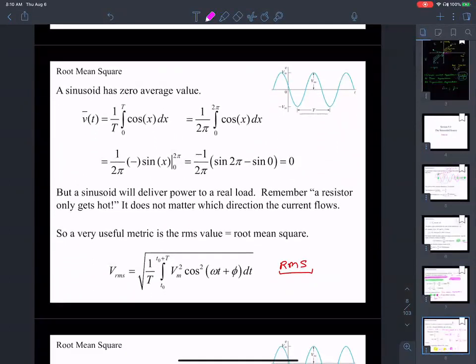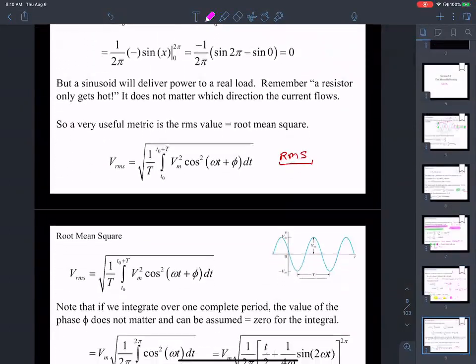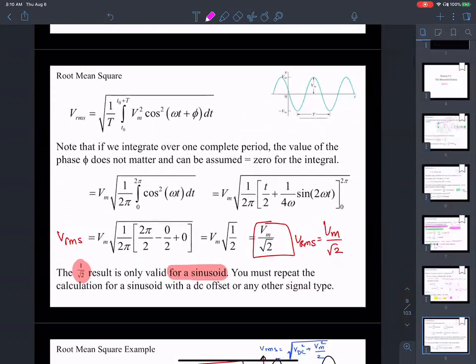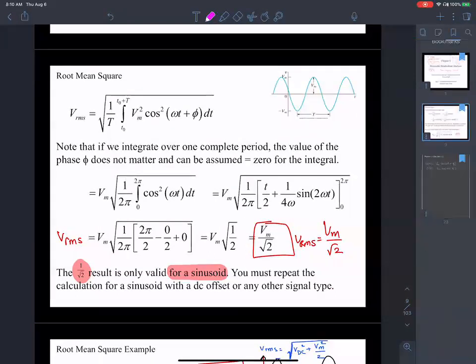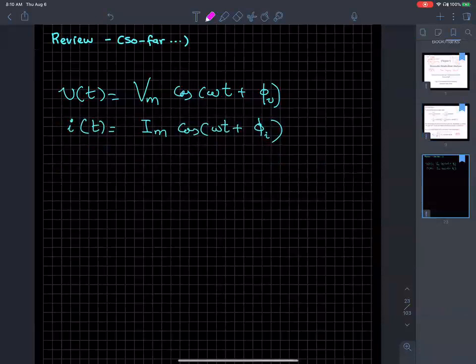Then we went on to talking about the Vrms value of a sinusoid. The Vrms value of a sinusoid is Vm over square root of 2. So if I had a wave like this, V of t, what is the Vrms value of this? The root mean squared value is simply the peak voltage over square root of 2. That's with no DC voltage.